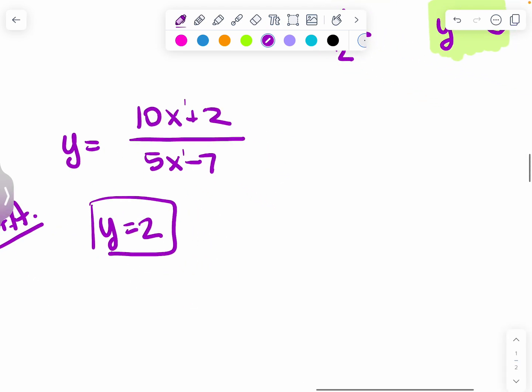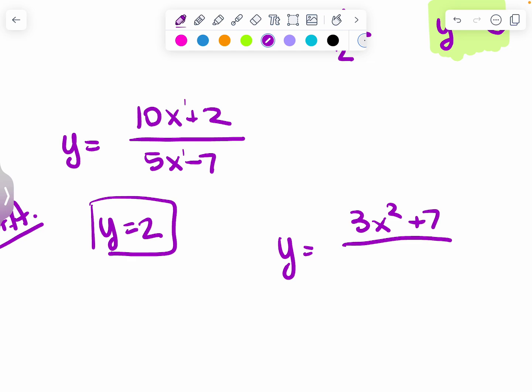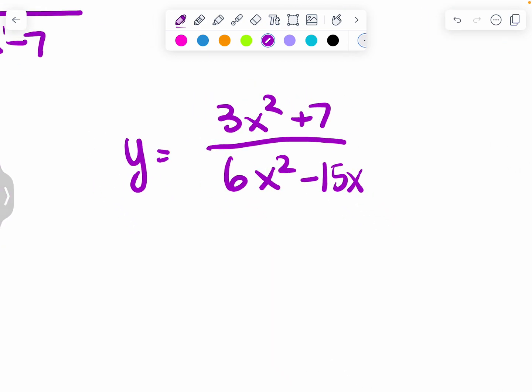Okay, so I'll make up another one. y equals (3x² + 7) over (6x² - 15x). Again, nothing crazy. It's getting a little more complicated looking, but remember, you're just focusing on the exponents. If the exponents match like they do here, you don't have to look at any other ones. We're just comparing the highest one. This is a 2. This is a 1. So I'm just going to focus on these two. When they are the same, everything is balanced, and you just look in front. So the equation here would be y equals 3 over 6.